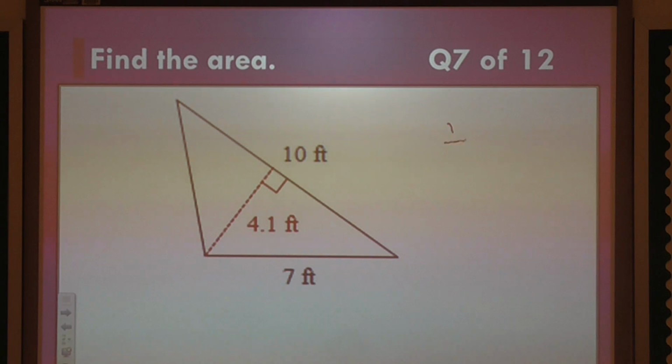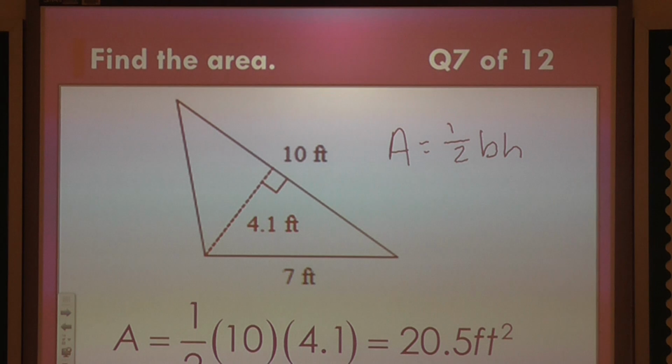Find the area, 1/2 base times height. My area equals 1/2 base times height. The base is not 7, it's 10. So my formula is 1/2, 10 times 4.1, and then it's 20.5 feet squared.